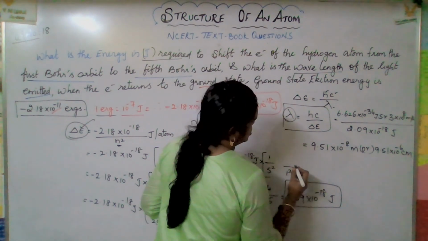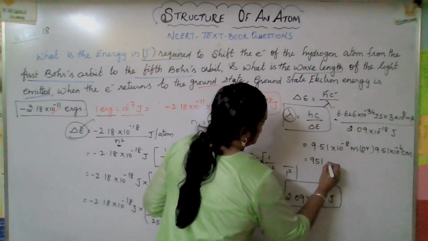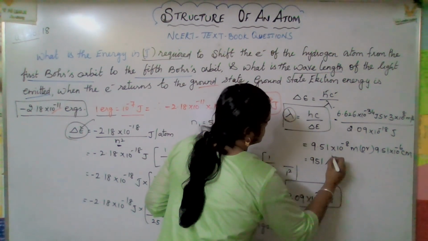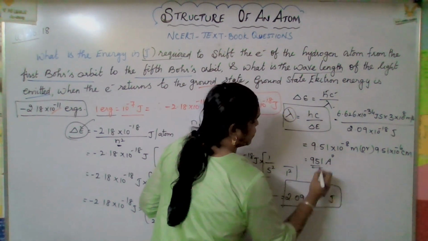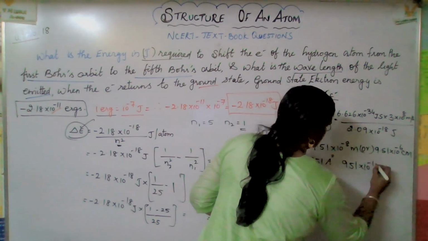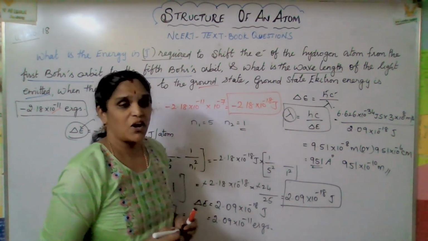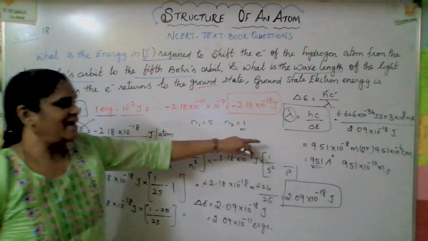or one more way also you can bring it: 951 Angstrom. Right? 951 Angstrom. So 951 into 10 to the power of minus 10 meter. Yes, got it? Hope you're clear with it.